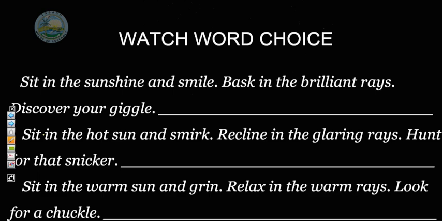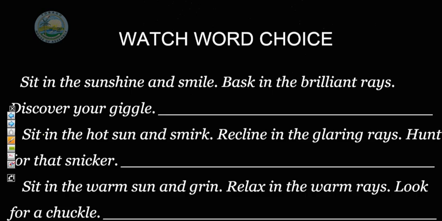Sit in the sunshine and smile, bask in the brilliant rays, discover your giggle. This first one, it sounds very peaceful and relaxing. Bask, sit in the sun, discover your giggle. It almost sounds like something you can get from an advertisement on a tourist guide magazine, so that you may find it's a little more relaxing here.